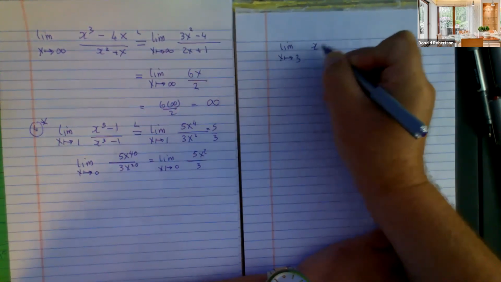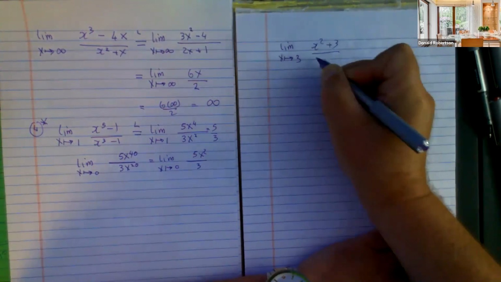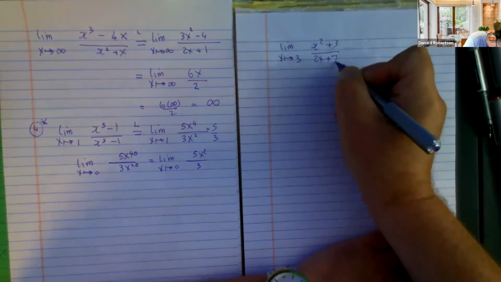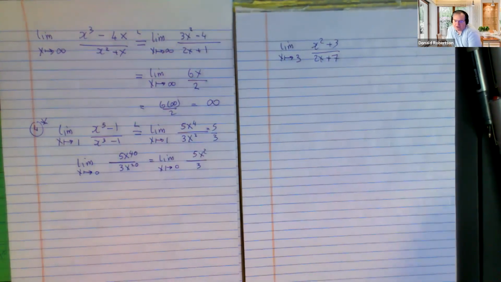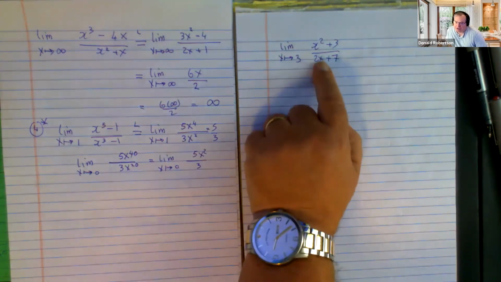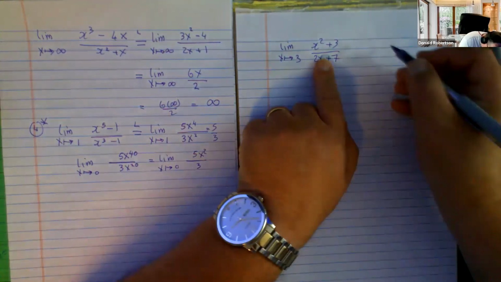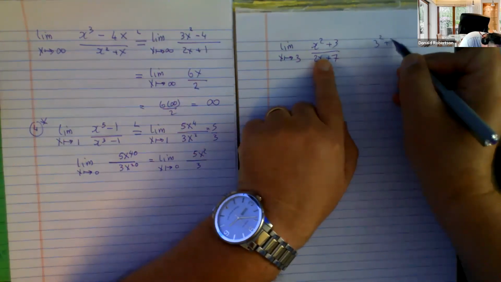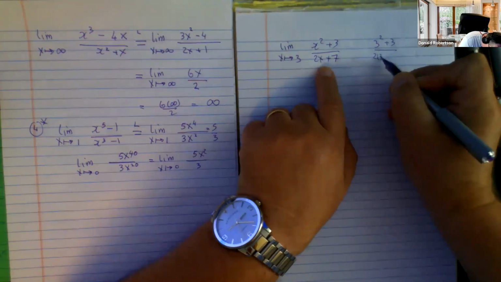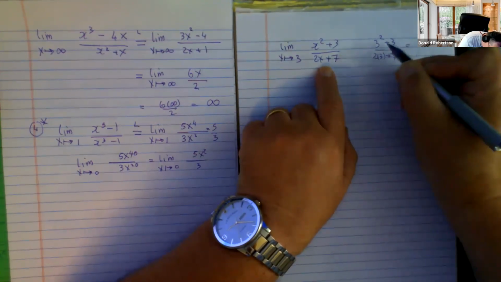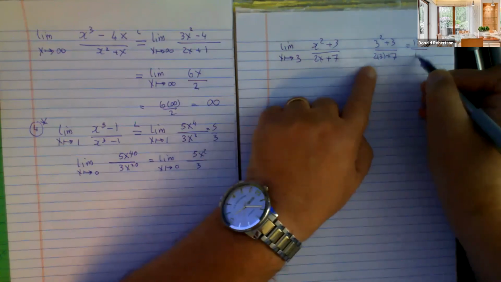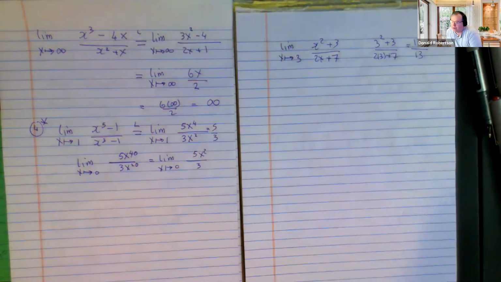Suppose I wanted to find the limit as x tends to 3 of this fraction. Would you agree that this one actually doesn't require any work? Can you just plug in 3 and you get the answer? Let's see what that answer would be. 3 squared add 3 over 2 lots of 3 add 7. That's 12 on the top, 13 on the bottom. So the answer is 12/13. Agreed? That's the right answer.